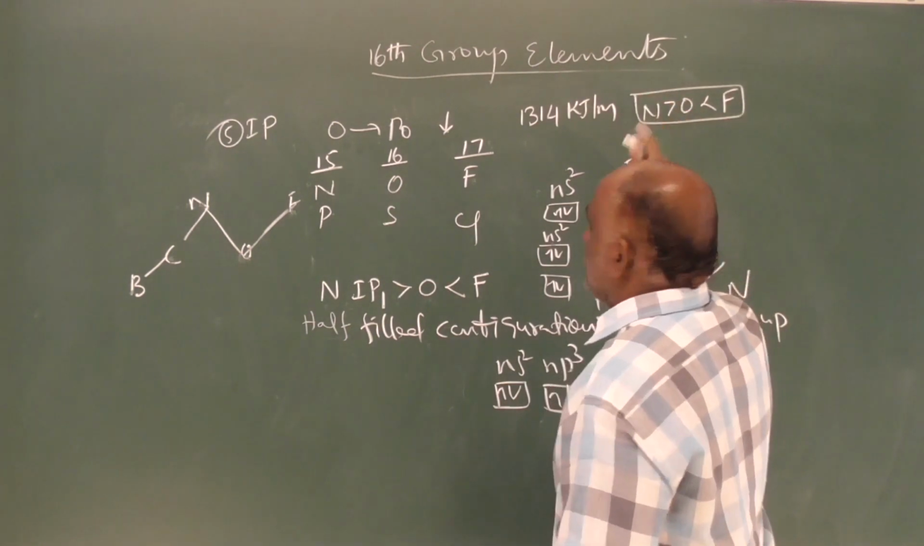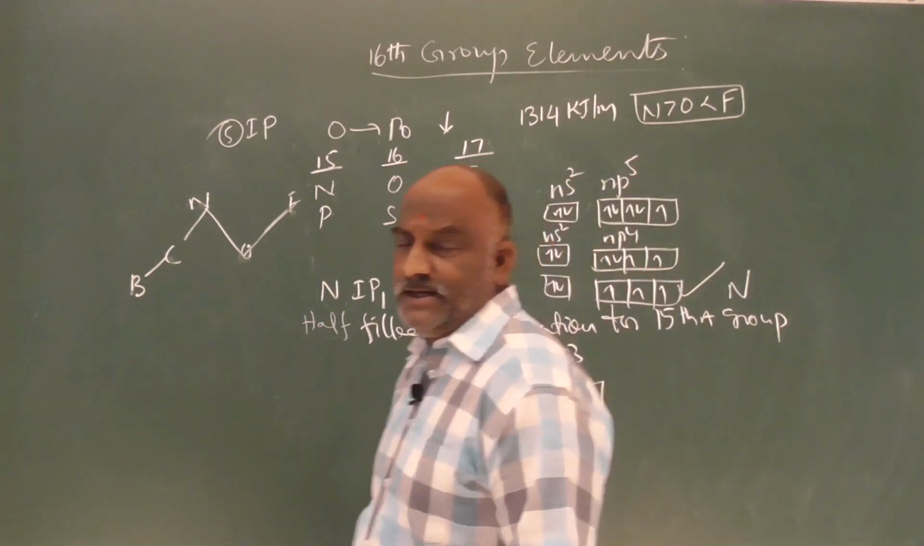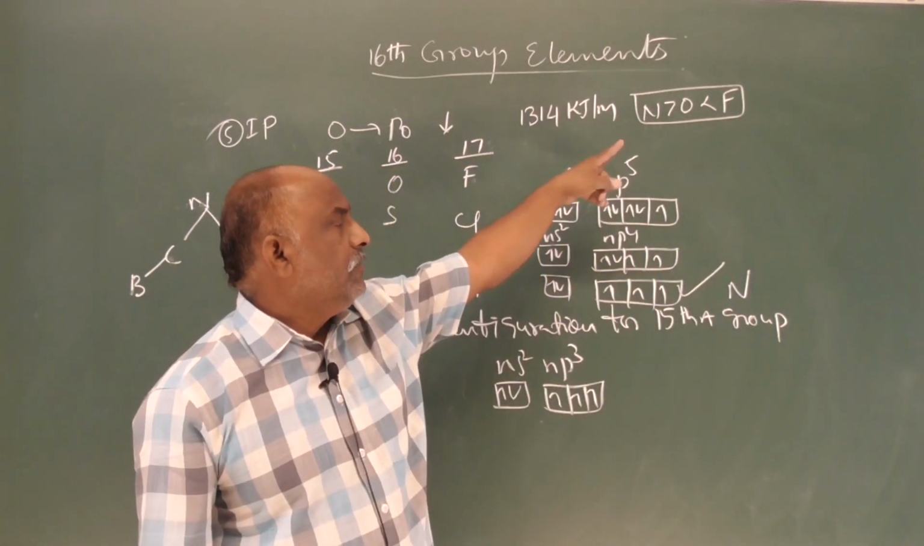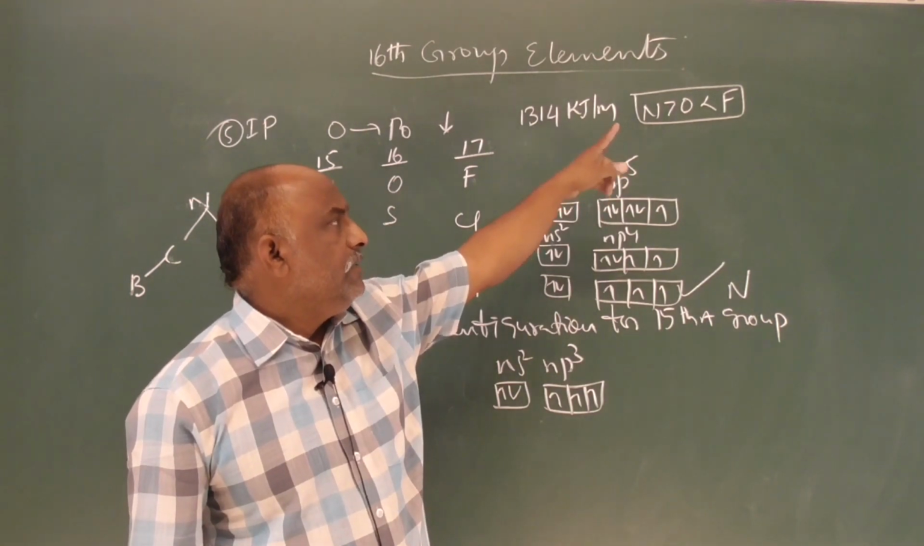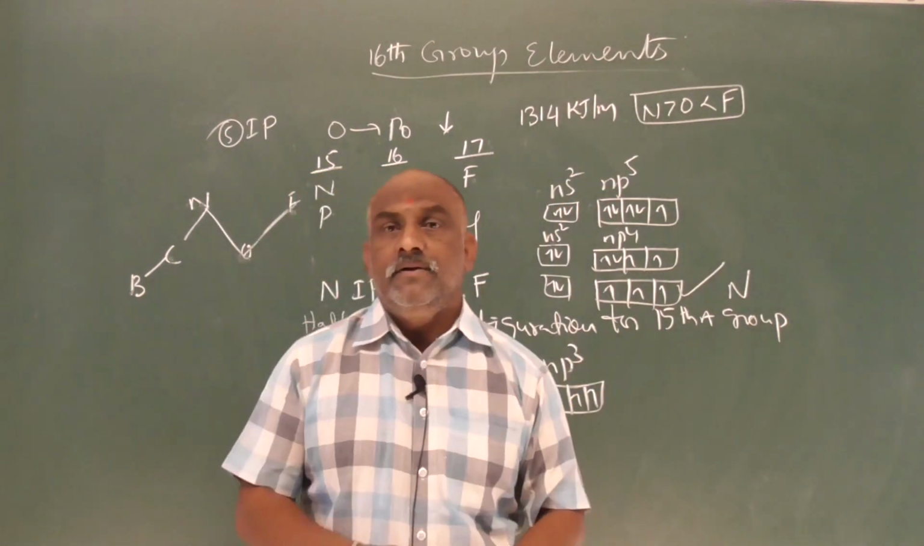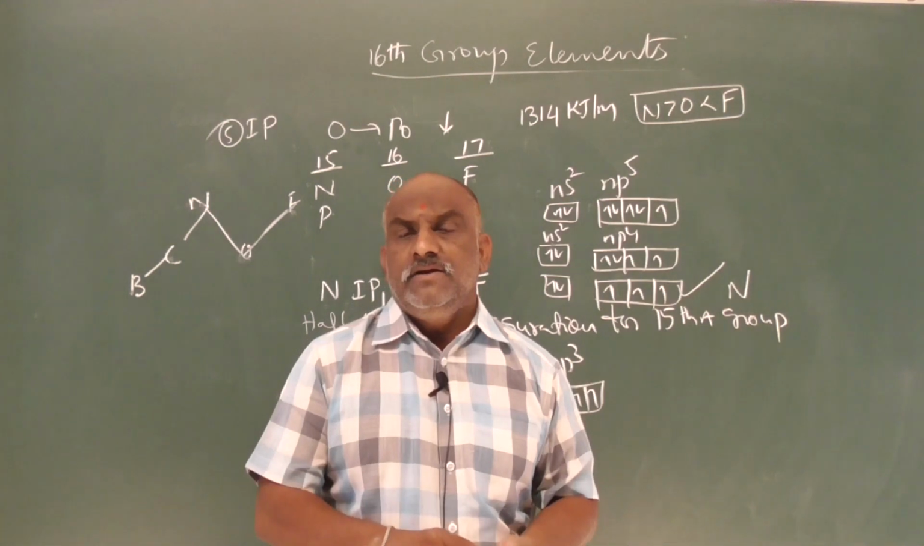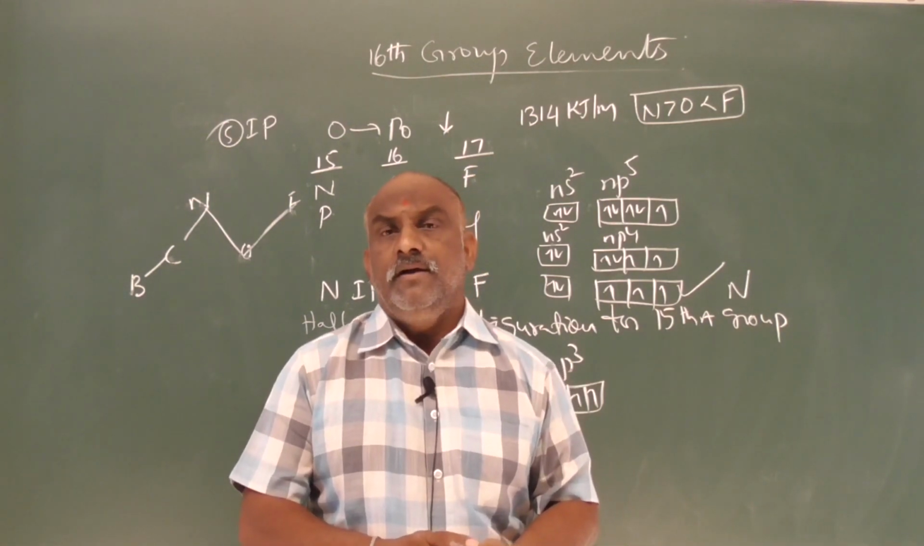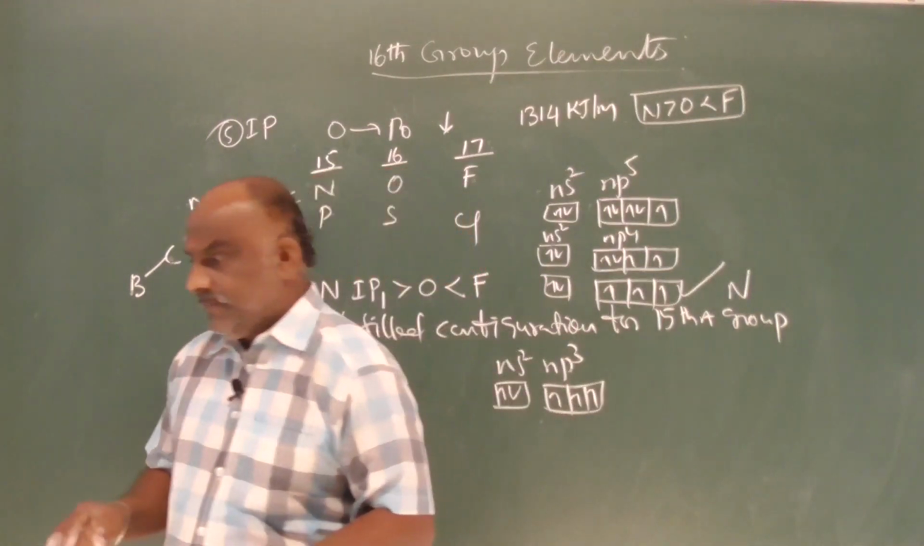We expect a question on this, an important point from the entrance exam point of view. N's IP value is more than oxygen, and oxygen's IP value is less than fluorine. Clear? So, after ionization potential, the next topics are electron gain enthalpy and electronegativity.